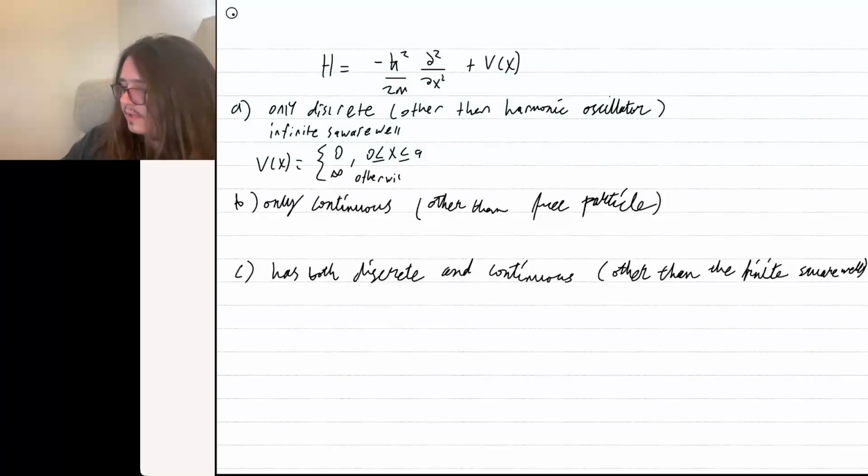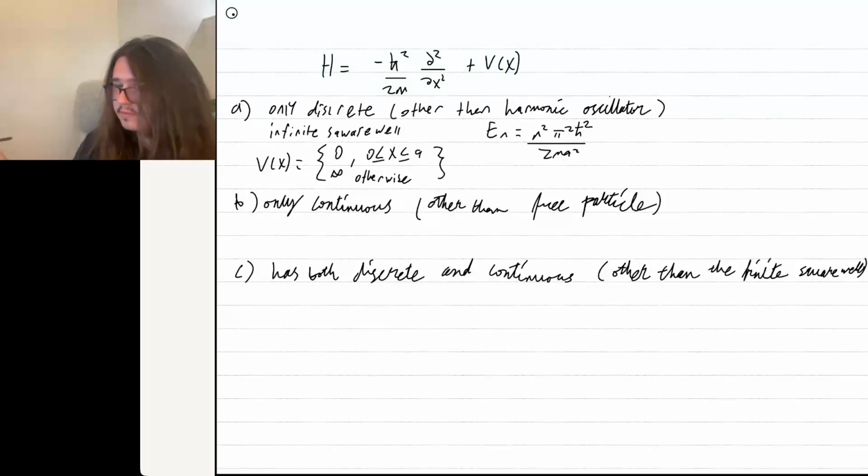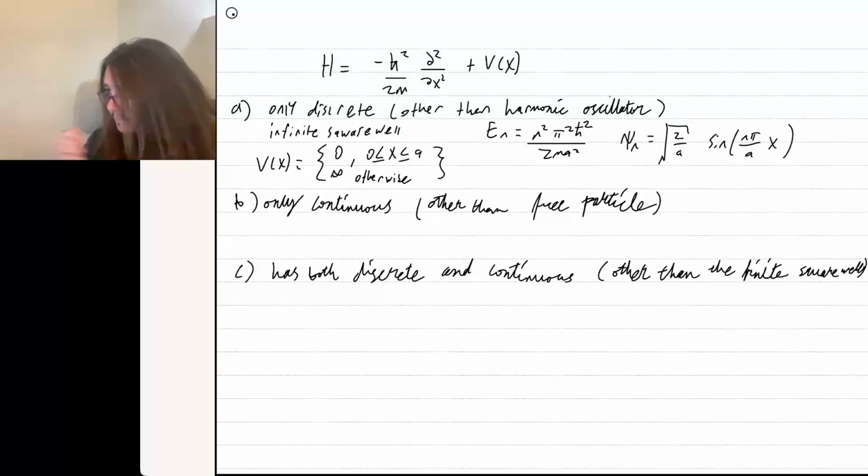It only has certain eigenvalues for the energy, so those are E sub n equals n squared pi squared h bar squared over 2ma squared, where n are the positive natural numbers, I think. And then psi of n, the only allowed eigenstates of the system, are just root 2 over a sine of n pi over a x. Right.